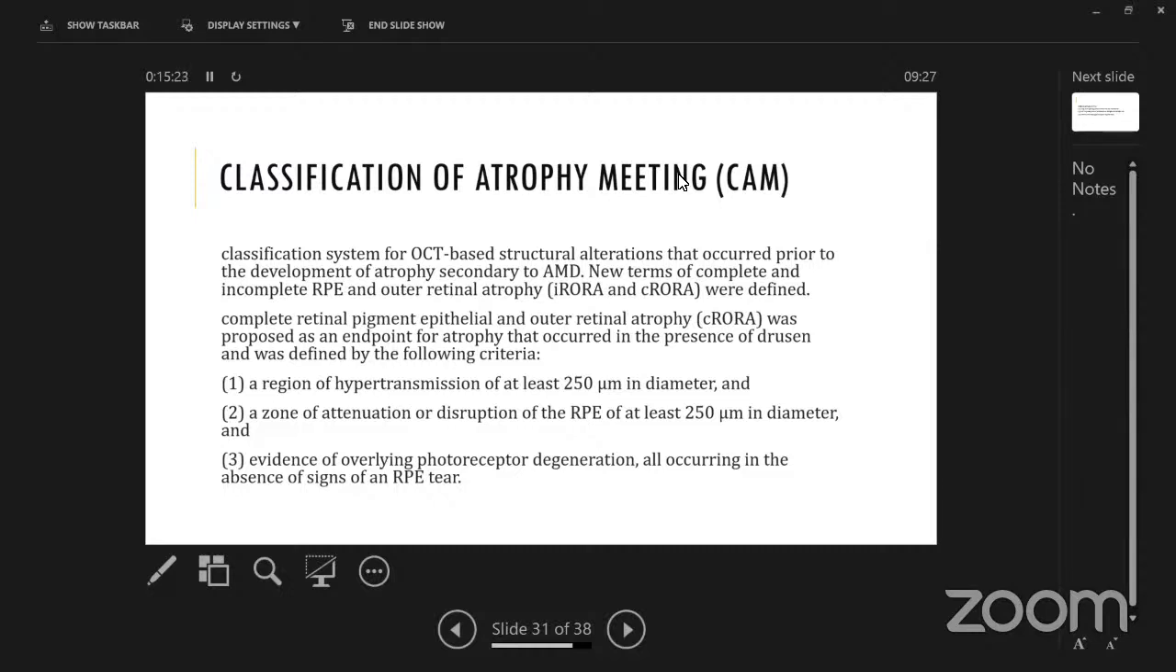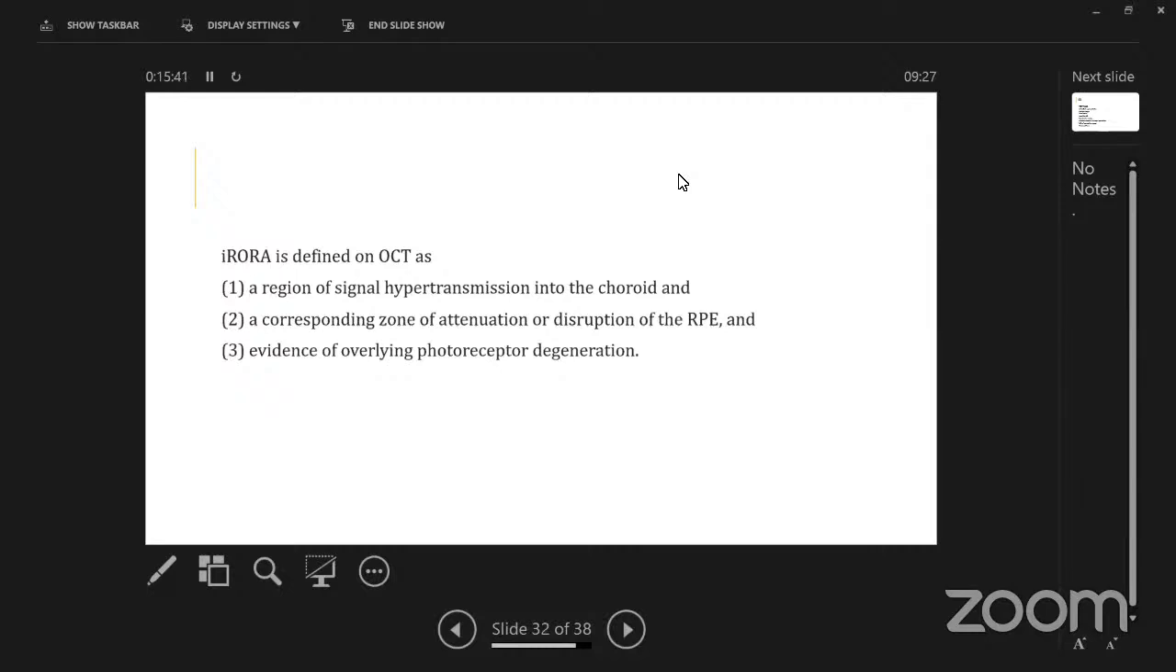First being a region of hypertransmission of at least 250 microns in diameter, and second, a zone of attenuation or disruption of the RPE of at least 250 microns in diameter. And thirdly, evidence of overlying photoreceptor degeneration, all occurring in the absence of signs of an RPE tear. So IRORA is defined on OCT with the same changes, but less than 250 microns in diameter.